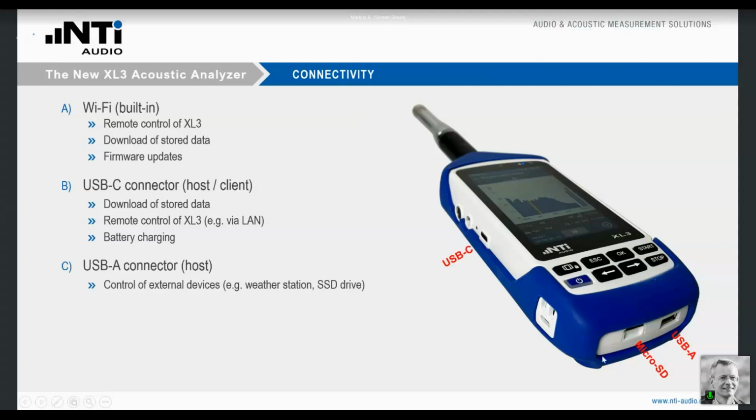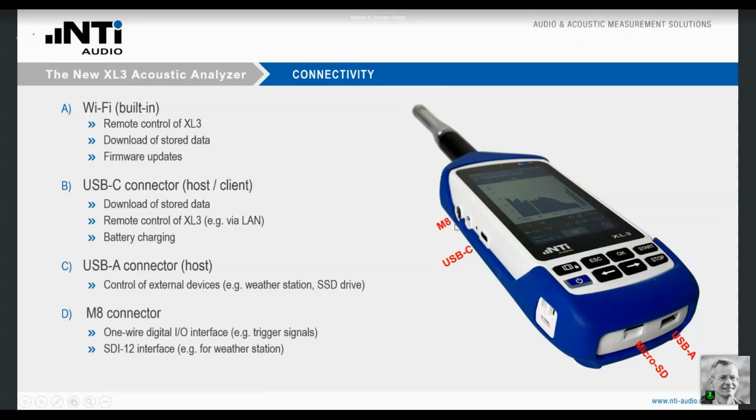Then if we look at the bottom of the instrument, we have the slot for the micro SD card, but also a USB-A connector, which acts as host only. And that means you can control external devices through that connector, for instance, a weather station, or you can connect an external hard disk, an SSD drive, for instance, to the device. For instance, if you have a long-term unattended noise monitoring application with lots of data to be saved on the instrument because you are lacking a connection to the internet. So that would be a possibility to extend the onboard memory of the XL3.